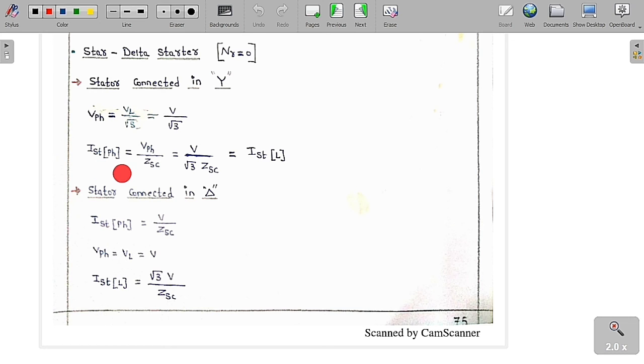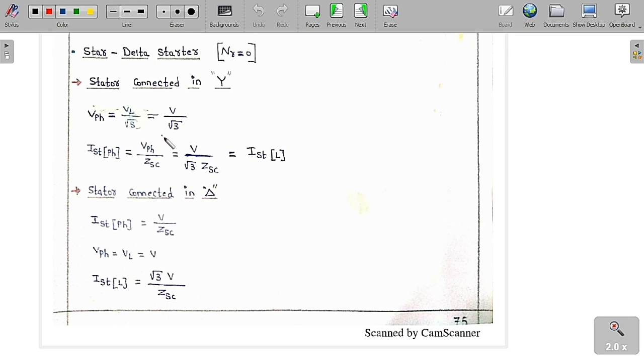So therefore phase current is equal to phase voltage by impedance, which is ZSC. It's called the starting impedance. Then what is the V phase? V phase is equal to V by root 3. So V by root 3 into ZSC is nothing but the starting line current, because in a star connection the line current is equal to phase current. So this is the current that you are going to get.